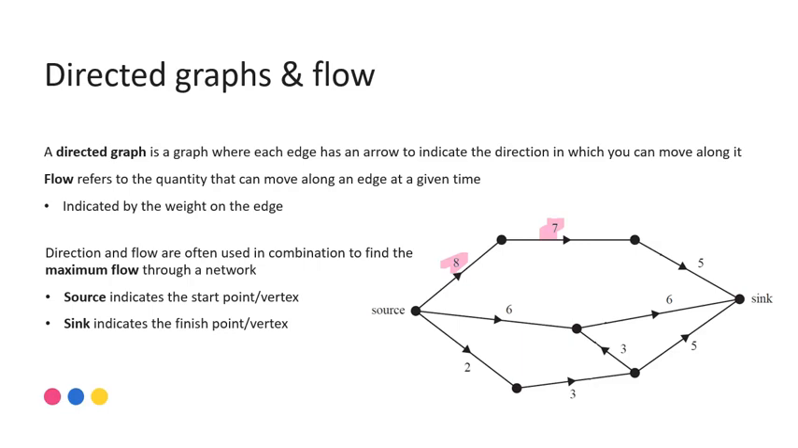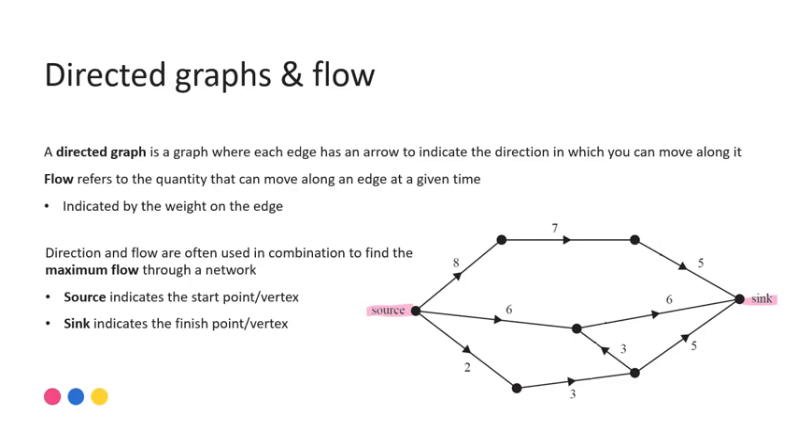So the direction and flow are often used in combination to find out what is that maximum flow through the network. So in any one time, what quantity can move from the starting point, which is often called the source, through to the finish point, which is called the sink. So there's a number of different ways of thinking about this in a context that might make sense to you.